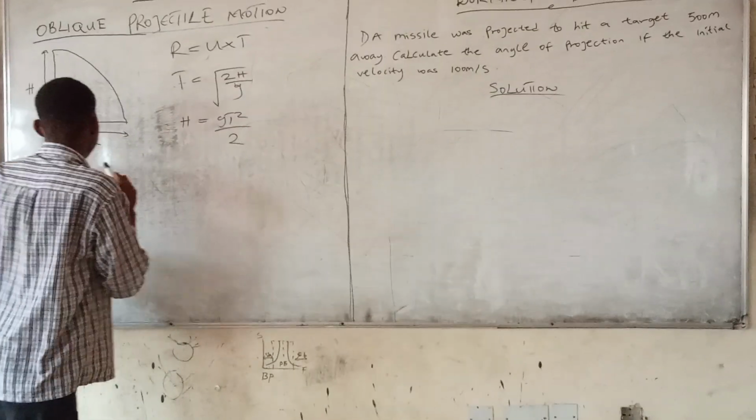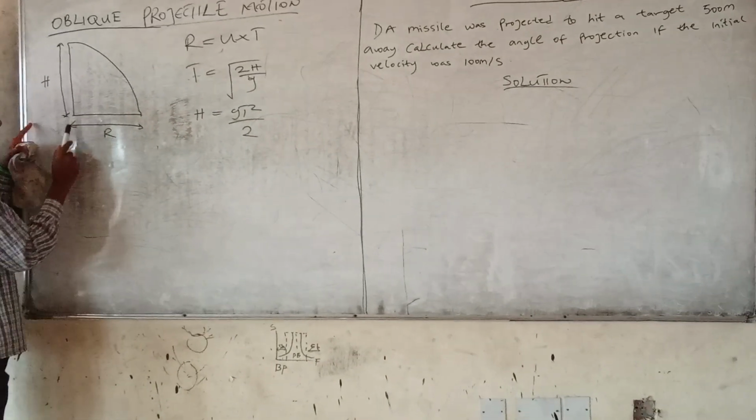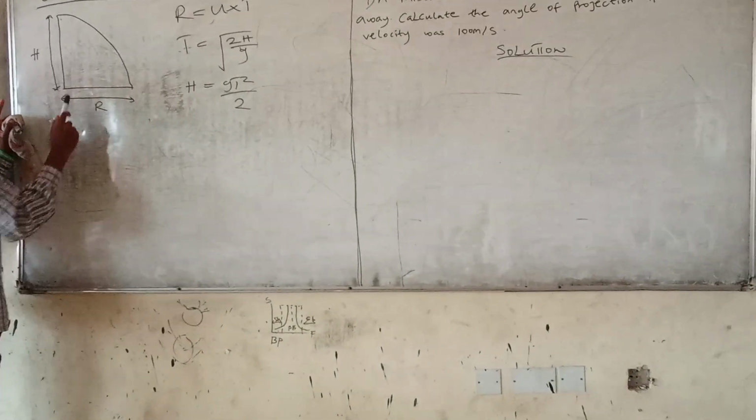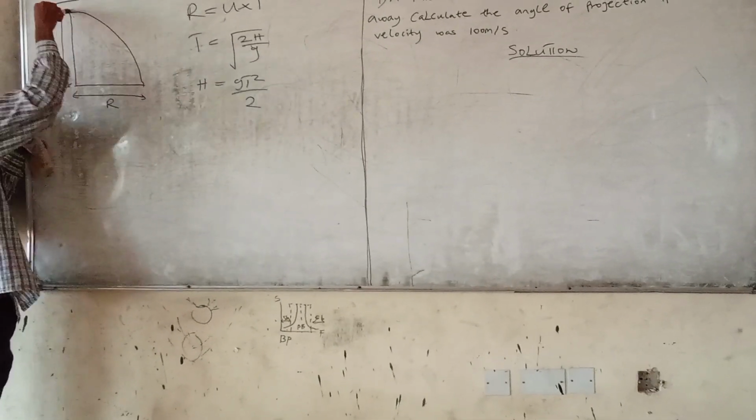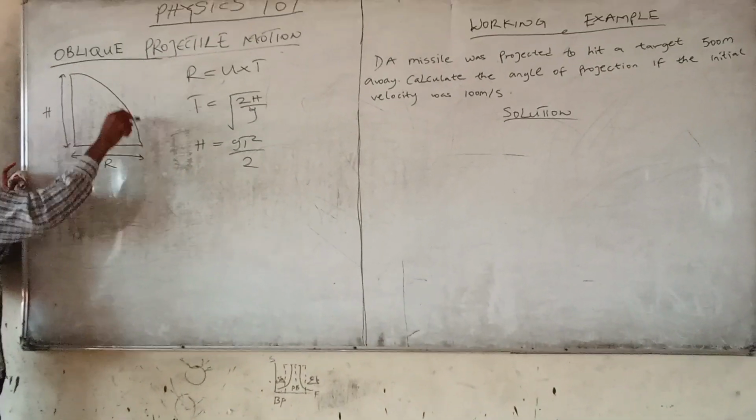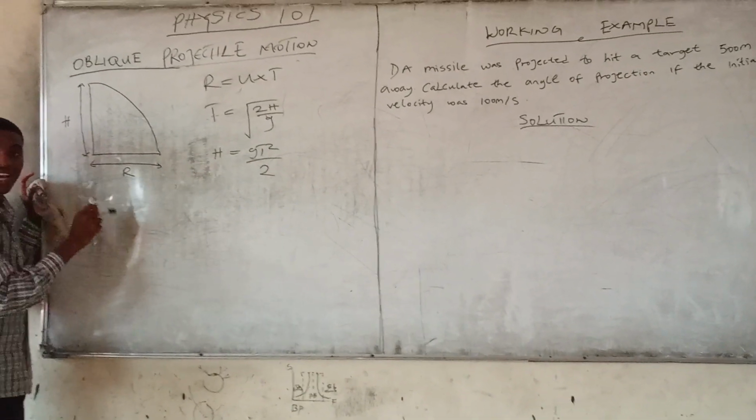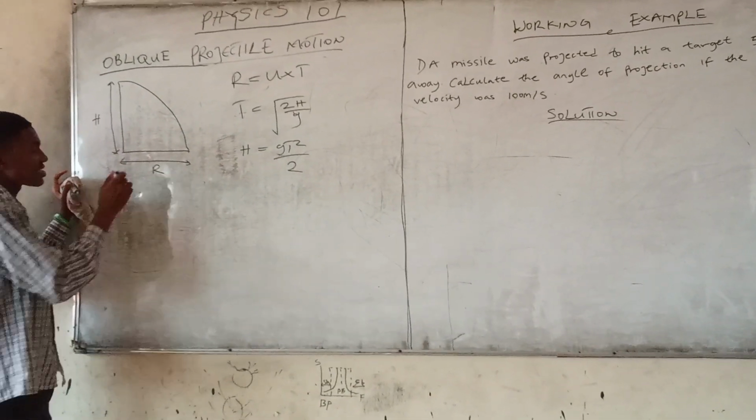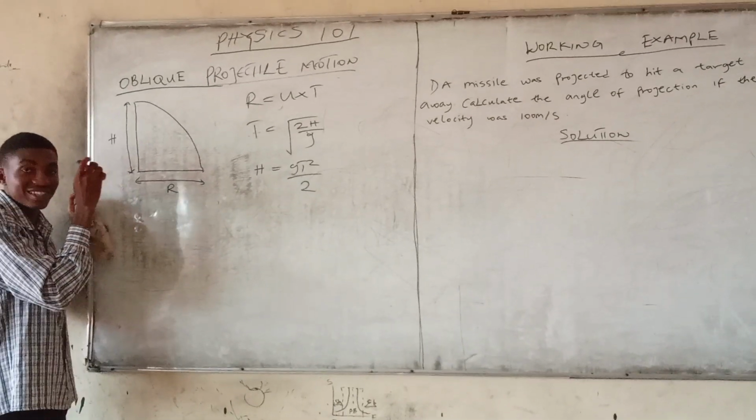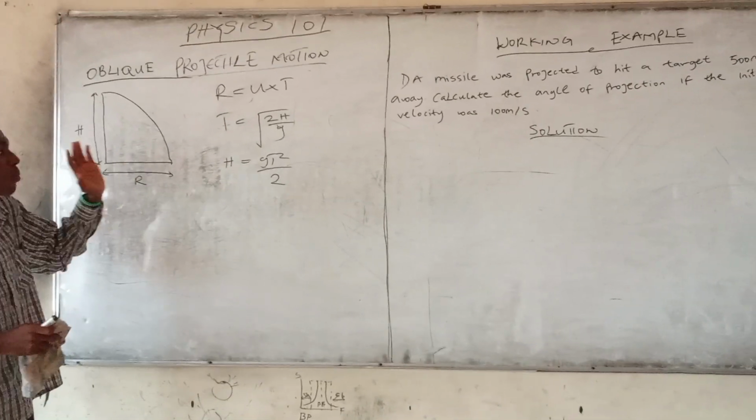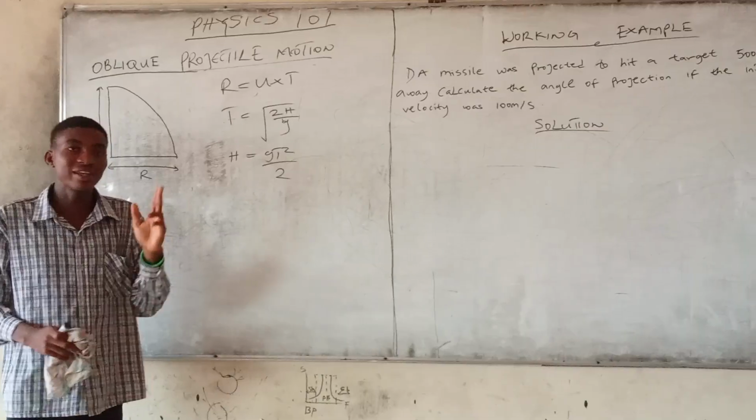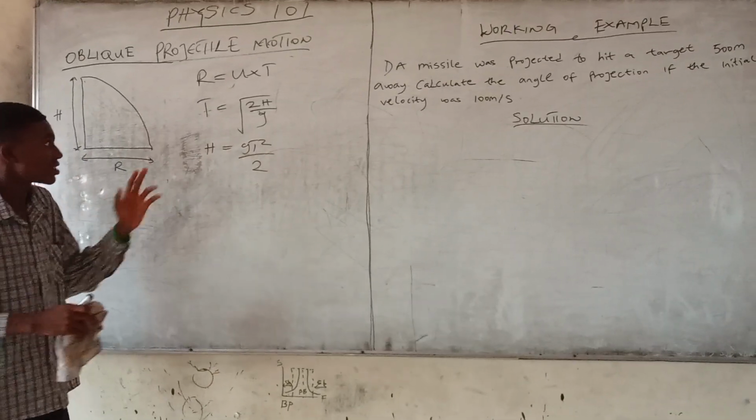As you can see from the diagram here, the body falls from a height, and the horizontal distance is known as the range. From the previous video, the horizontal distance is known as the range. Now, this is the formula. Oblique and parabolic have two different formulas.